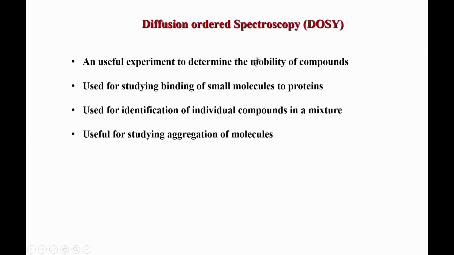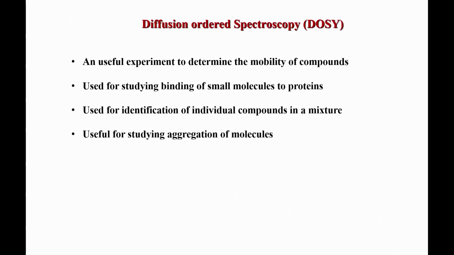Diffusion ordered spectroscopy is also known as DOSY. This is the acronym for the experiment, and it is a very useful experiment to determine the mobility of compounds. So, we are now looking at translational mobility. Remember, there are two types of mobility in molecules. One is translational mobility, another is rotational mobility.